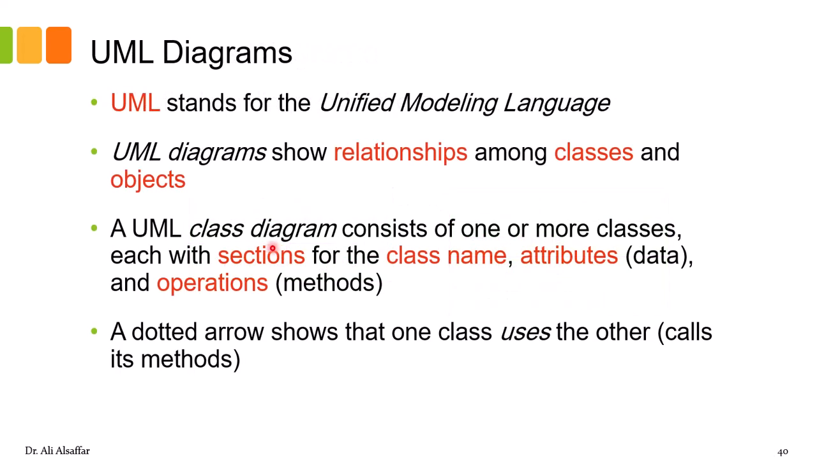Let's go back to the definition for UML diagrams. UML stands for Unified Modeling Language, and it shows the relationship among classes and objects. A UML diagram consists of three sections, one section for the name, one section for the data attributes, and the other section, which is the third one, is used for methods. Now, if there is any class using another class, they use dotted arrows. Here, I did not specify that if the data or the method is public, we put plus in front of the name. If it is private, we put minus in front of the name.